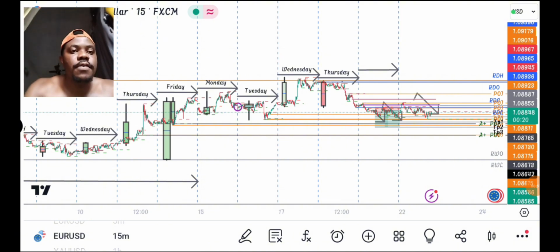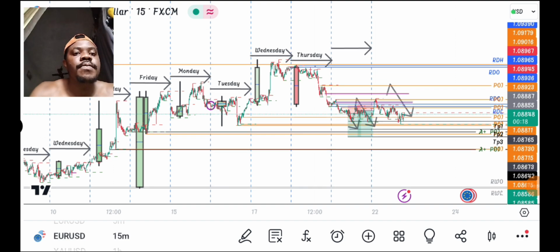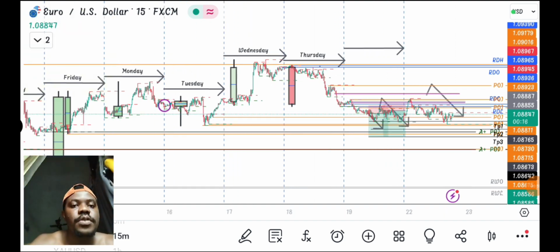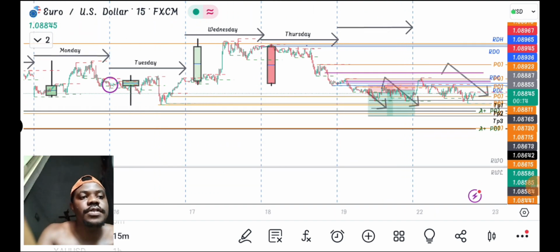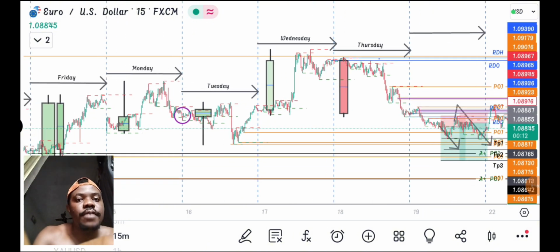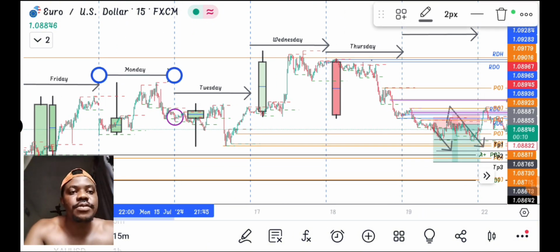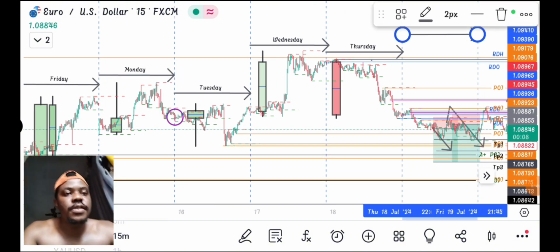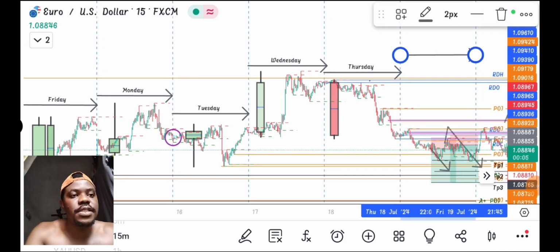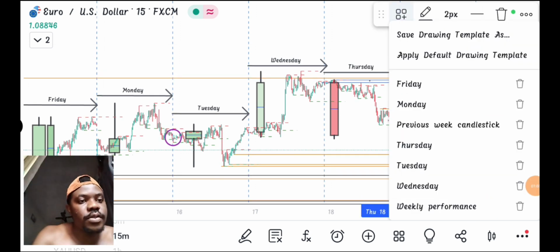So guys, first thing I do on my chart, like you can see on my screen here, we have this Monday trading range till this Friday. Let me name this till Friday.